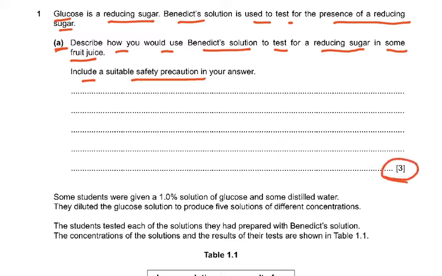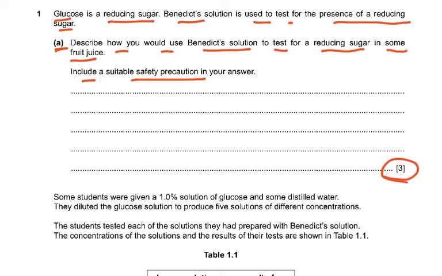Now I know what students would write. Test with Benedict's, heat, add the fruit juice. And you see, it's very vague if you do the things like this. You must be very specific. I mean, I haven't written the points I would have written, but I'm just giving you a guess of what you all would write. But you all must think of what would be the possible 3 marks.